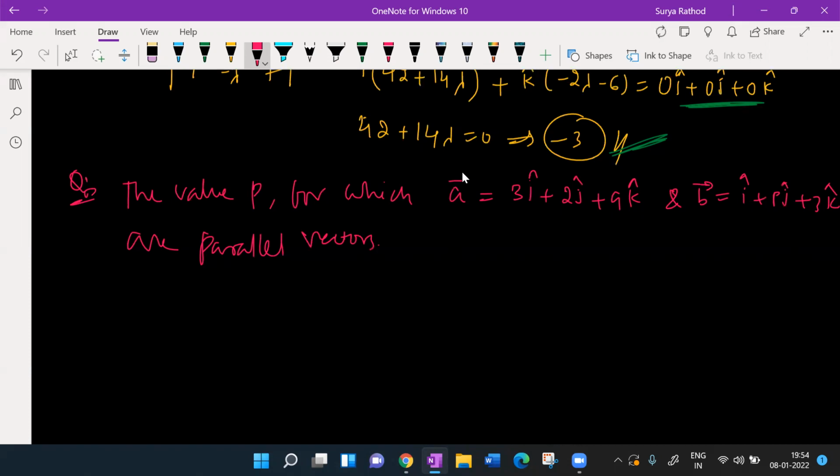Write the value of P for which A and B are parallel vectors. A and B are parallel vectors, so क्या होगा? What happens here? A cross B is what? Very simple. We'll solve in two methods: a shortcut and a normal method. Come on. I'll write the next question. Please make sure that you give the answer within time.